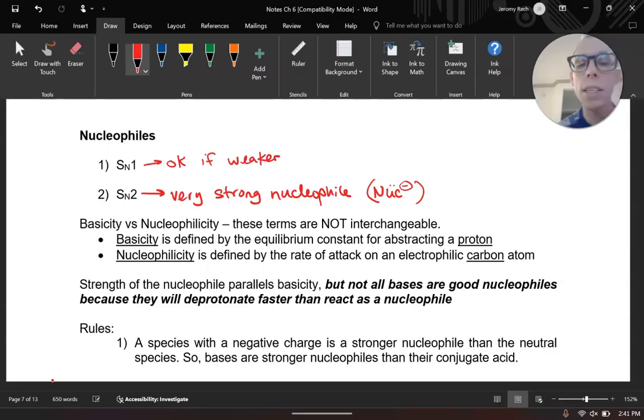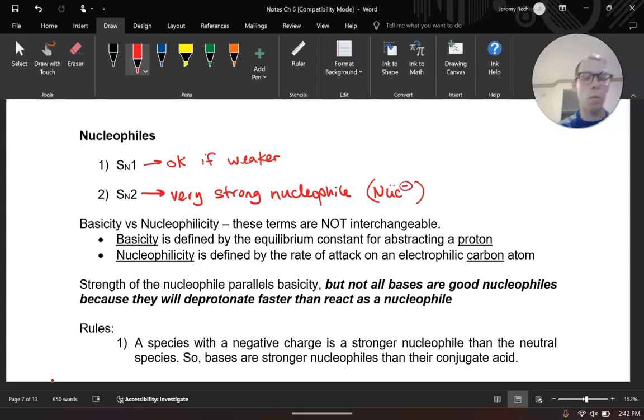And because in some cases you can have some competition, and that's what we're going to be building up to, competition between SN1 and SN2, a lot of times you will actually see weaker nucleophiles favor your SN1s because they can't go through an SN2. They're not strong enough to do that kind of backside attack.